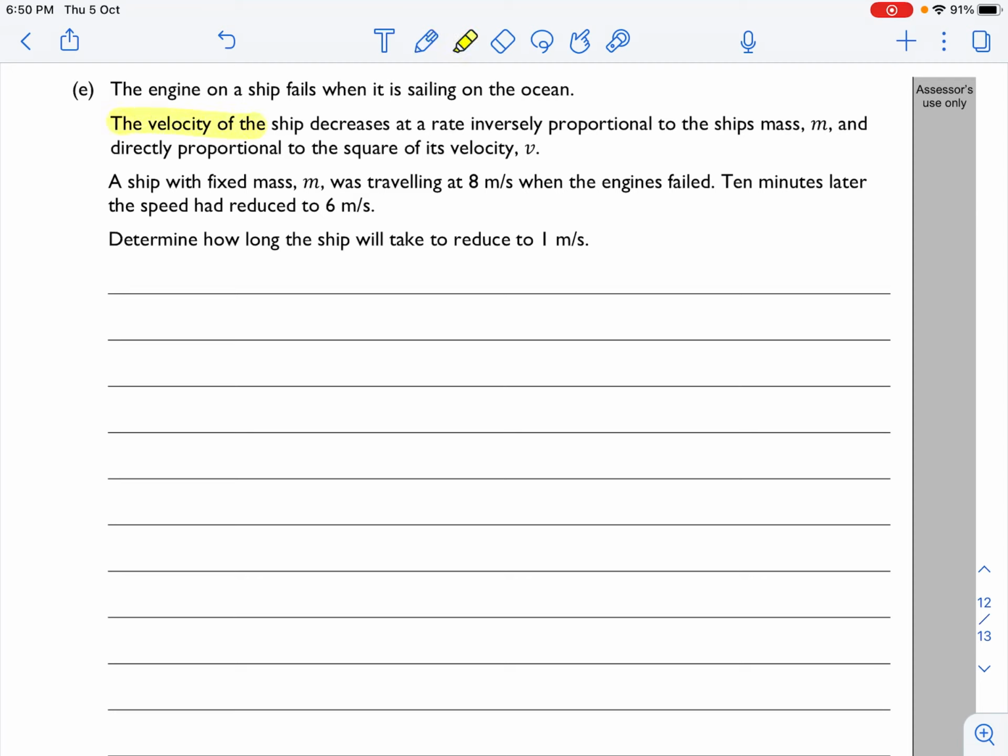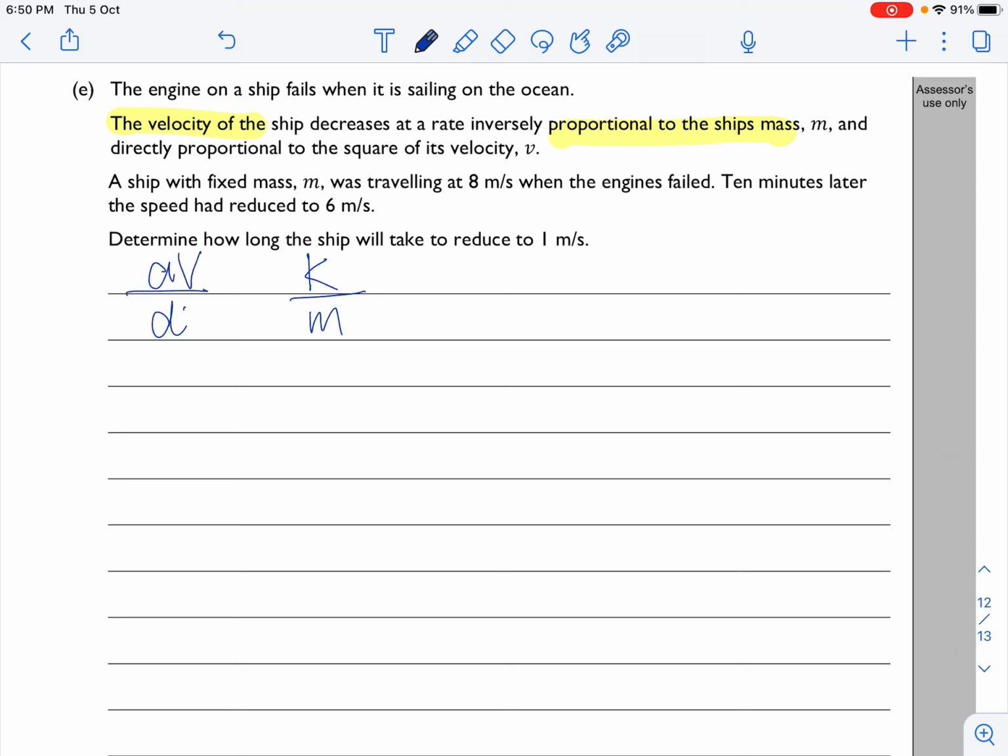The velocity decreases at a rate inversely proportional to the ship's mass. So when it's inversely proportional, that means we're dividing by m. And we're just going to put K or C, we're just going to use K as the proportion. So we're going to just use that.